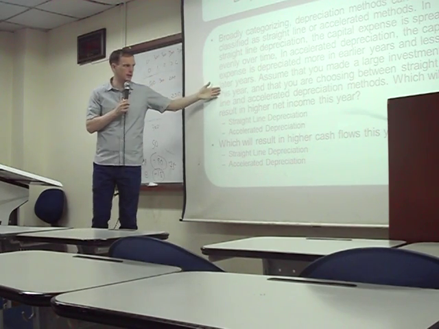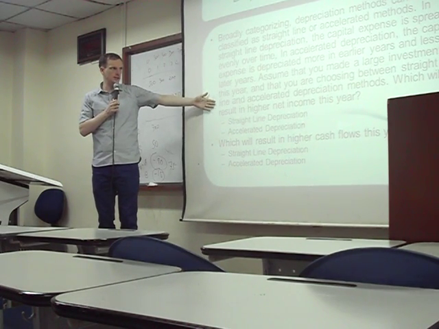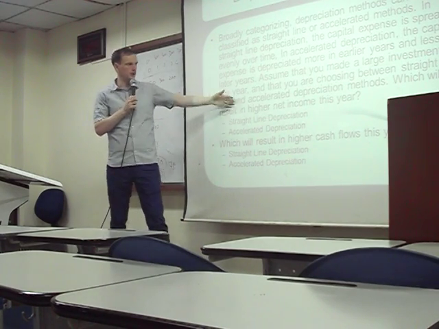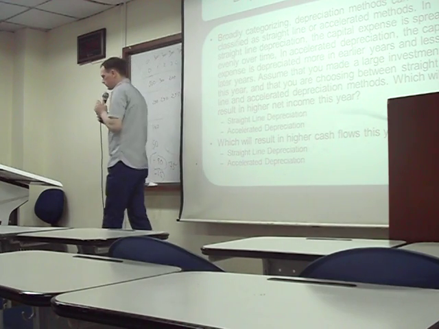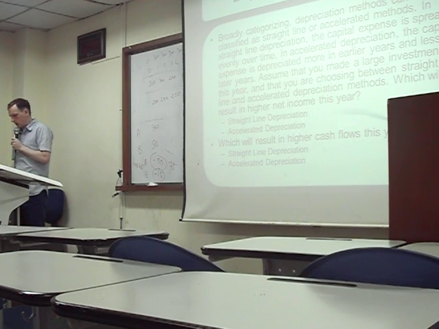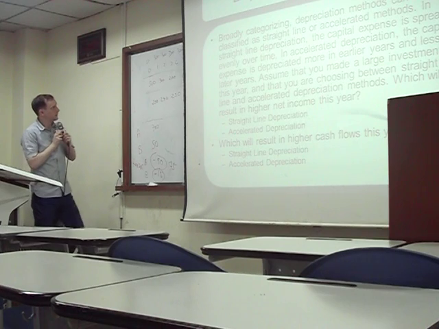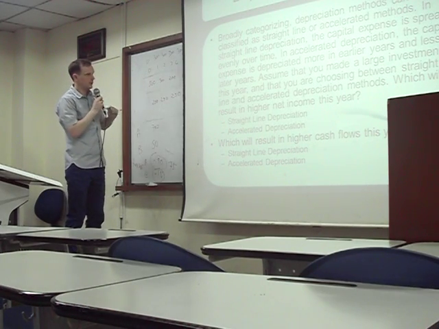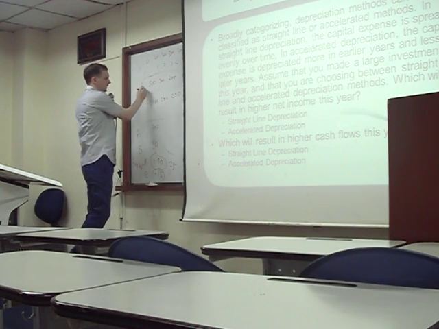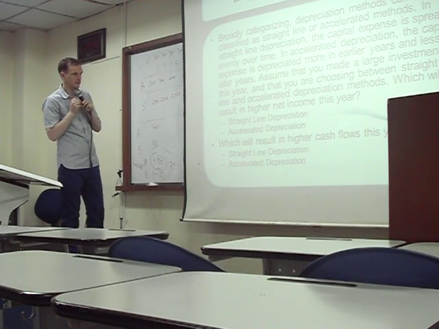Assume that you make a large investment this year and you are choosing between straight line and accelerated depreciation methods. Which one will result in a higher net income this year? Discuss with your partner. And then which one will result in a higher cash flow this year? Let's say this year is just year one. In year one, this one is accelerated, 500, and this one is straight line, 250.